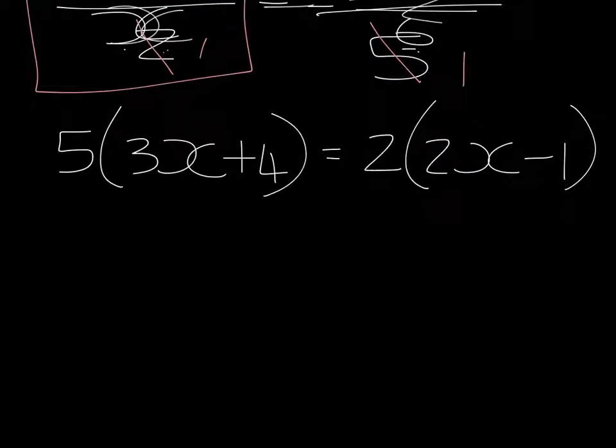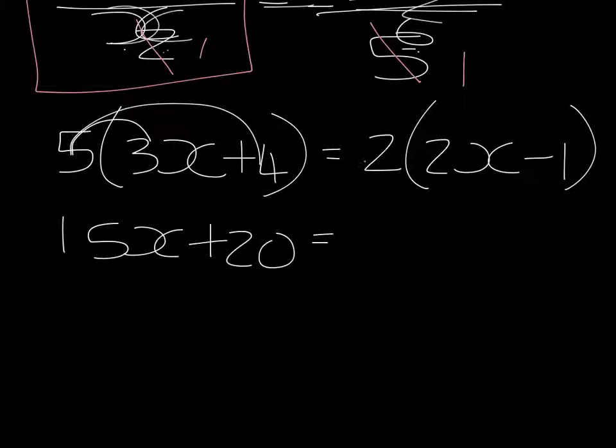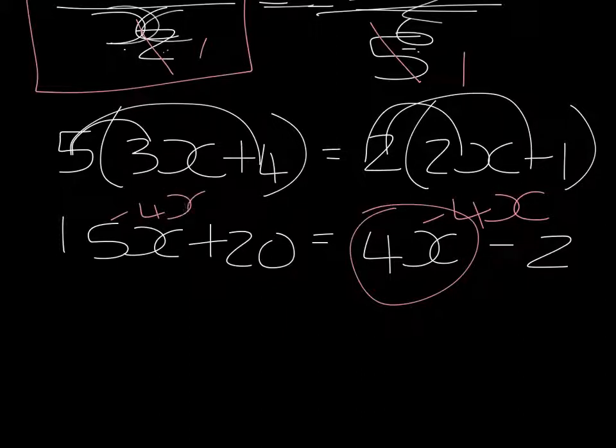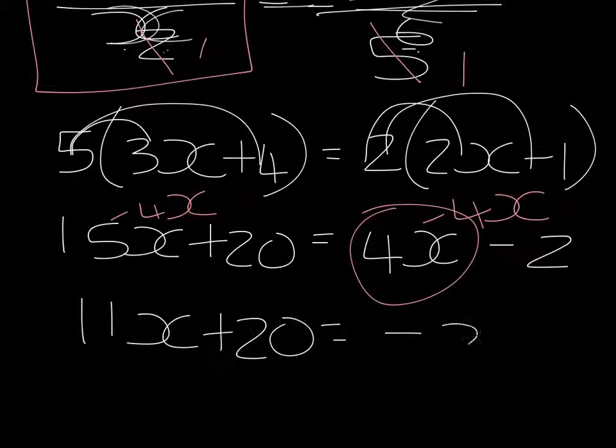So what was normal? Normal was 5 times 3 gives me 15x. 5 times 4 gives me 20 is equal to 2 times 2 is 4x. 2 times negative 1 is negative 2. Okay? And then what do we have to get rid of? We have to get rid of him. He's a positive 4x, so we say minus 4x minus 4x. So 15x minus 4x gives us 11x plus 20, which is equal to negative 2.